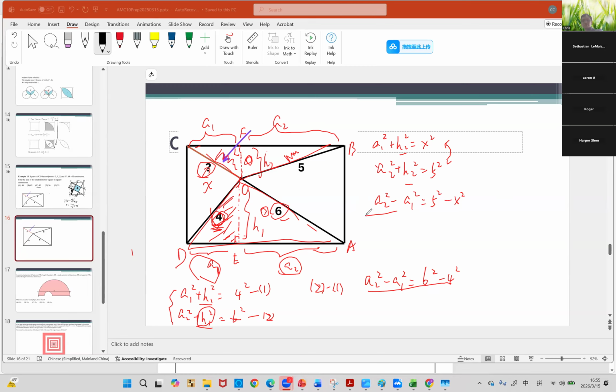Right? Now we have these two equations and we don't know a1, a2. But that's okay. Luckily, the left-hand sides are the same. So we end up having a new equation that involves only one unknown, which is x. So 5 squared minus x squared equals 6 squared minus 4 squared. So now you tell me what is x squared. So x is just the square root of 5.